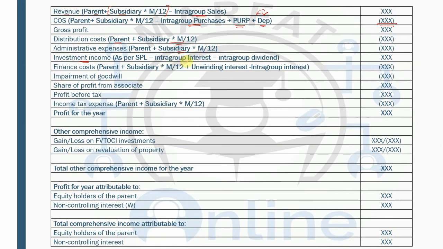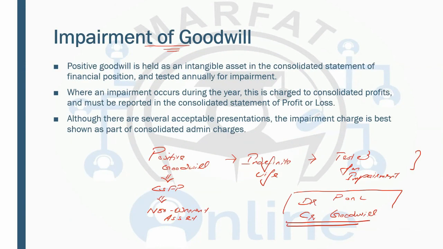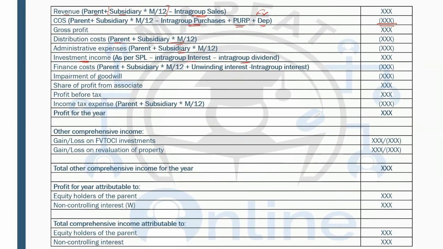Then you have the investment income, all the investment income of the parent plus subsidiary, but you have to eliminate intra-group interest and intra-group dividend, which is the concept I have already told you, that if the parent or the subsidiary has given a loan to the other, for one that is going to be interest income, for the other it is going to be the finance cost. You have to remove for both. You will be removing the intra-group interest from the investment income as well as from the finance cost.